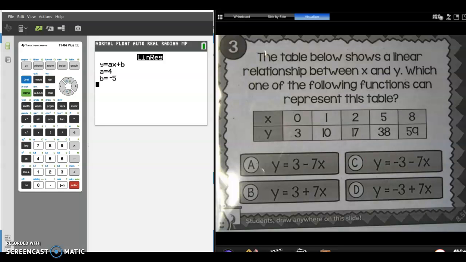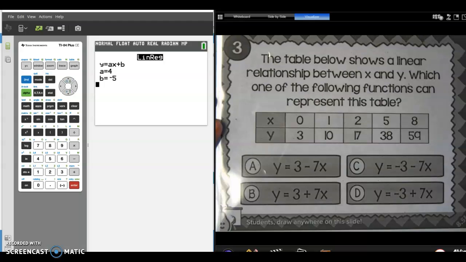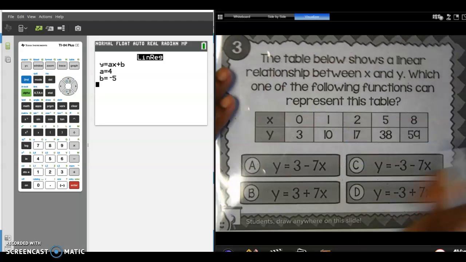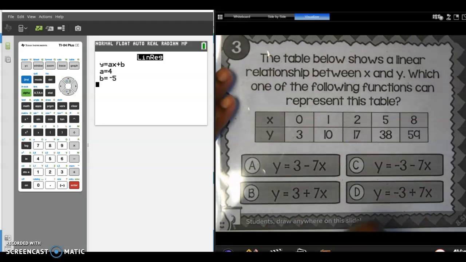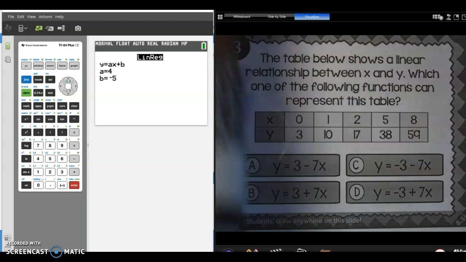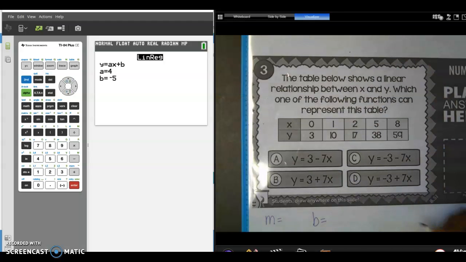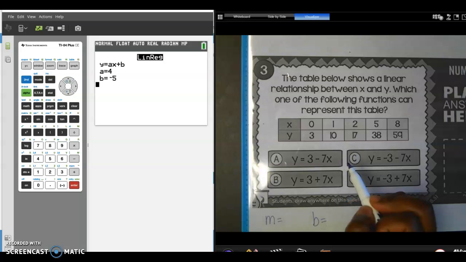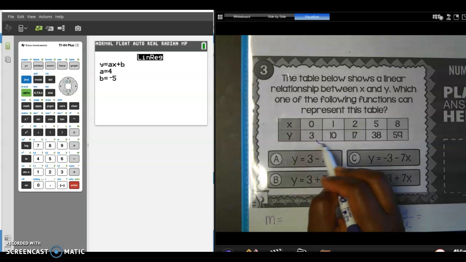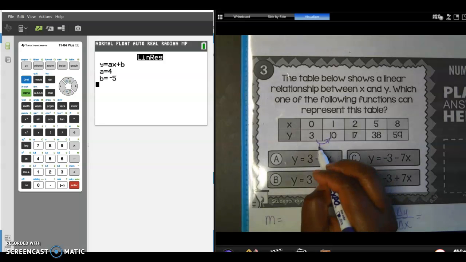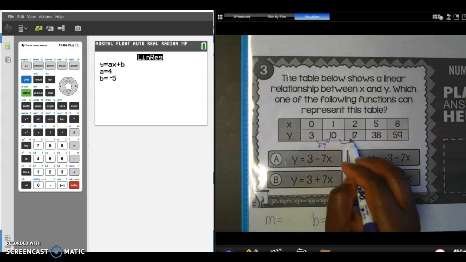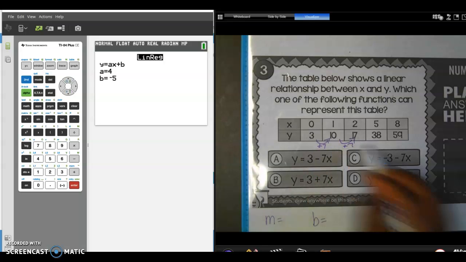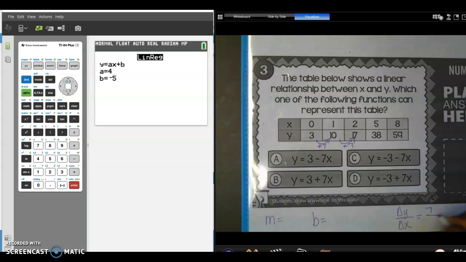Let's take a look here. I still need to be able to write my equation. So I know I need m and b, okay? m and b. So m is going to be my change in y over change in x. Remember, it's the whole fraction. So first I'm going to find my change in y. To go from 3 to 10, I'm adding 7. To go from 10 to 17, plus 7, right? So my change in y is 7.